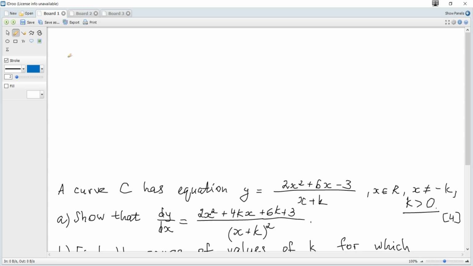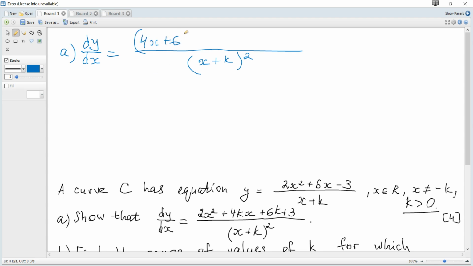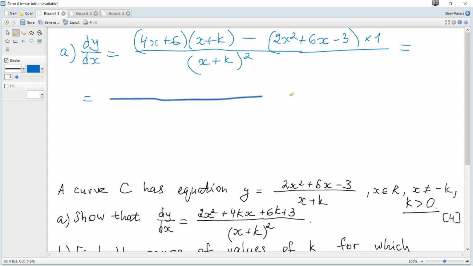The formula is given in the data booklet. The derivative is equal to the denominator squared in the denominator, and in the numerator: the numerator's derivative, 4x plus 6, multiplied by the denominator x plus k, minus the numerator 2x squared plus 6x minus 3 multiplied by the denominator's derivative, which is just 1. Notice that the variable is x and k is just a constant. We just need to expand and simplify to get the required expression.